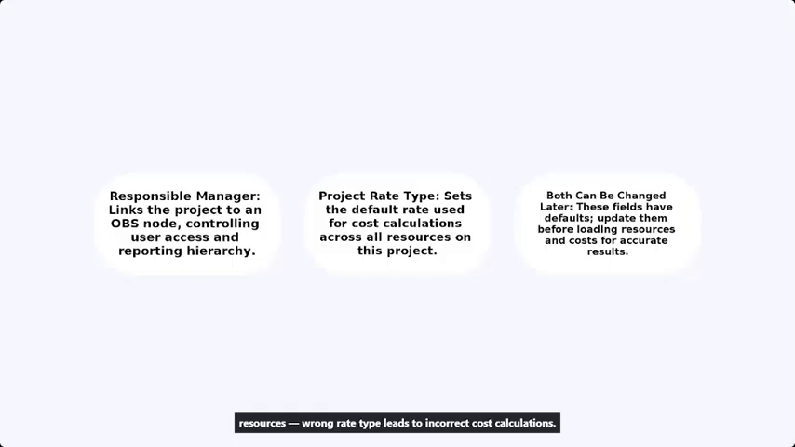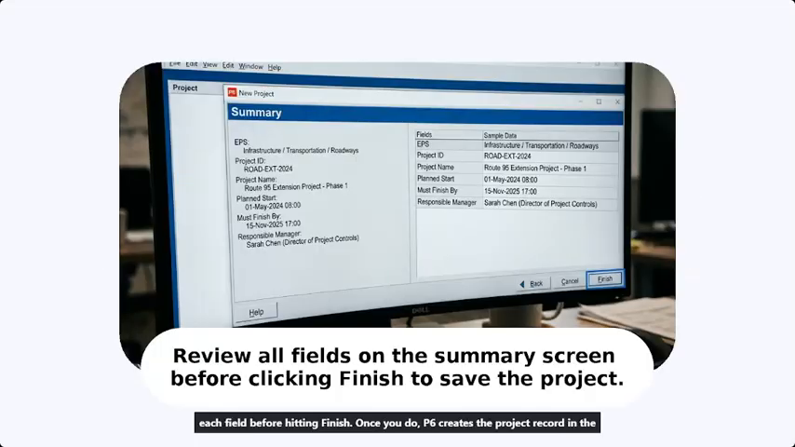On the final wizard screen, you'll see a summary of everything you entered. Double-check each field before hitting finish. Once you do, P6 creates the project record in the database and opens it in the Projects module. If you catch an error here, fix it now. It's faster than digging through project details tabs later.